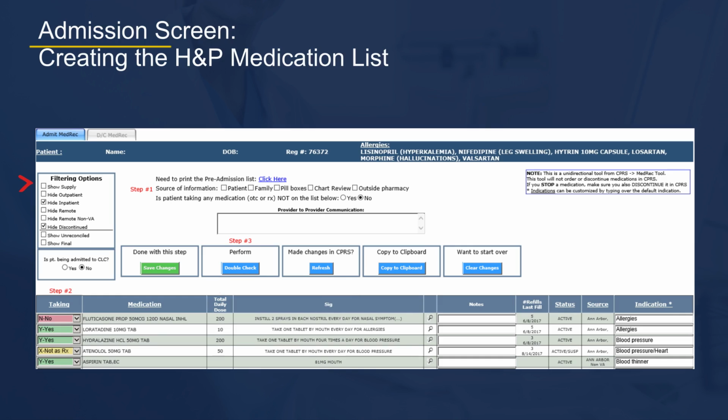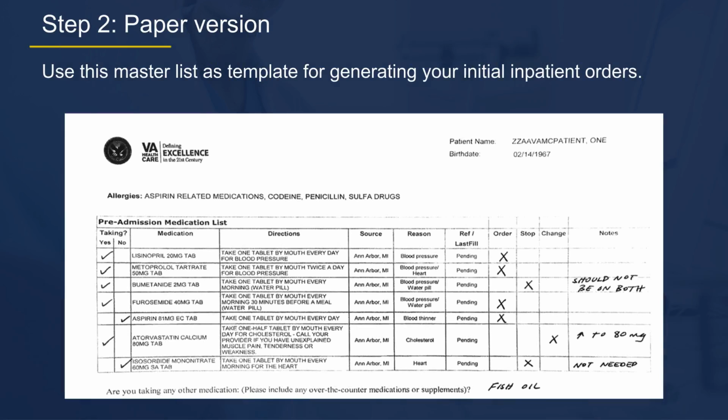You can add them back in if needed. You can also filter out remote medications if they aren't relevant. If you don't have a computer at the bedside, you can also do this on paper by clicking here. This is the paper version of the admission screen. You can use it as a template for generating your initial inpatient orders.